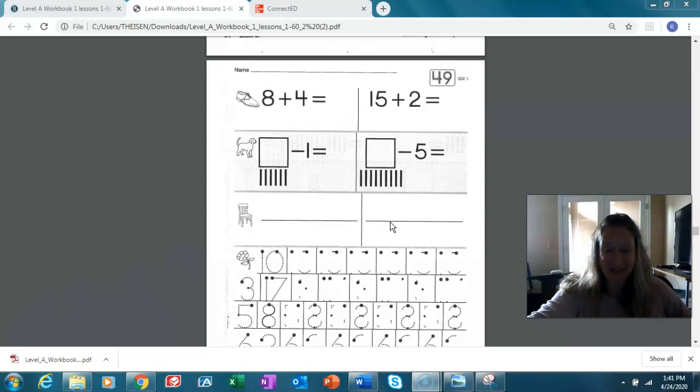Yes, 5. Listen to the next part. He also had 2 pencils in his notebook. What is the rest of the problem? Did you say plus 2? That's right. Your problem should say 5 plus 2 equals.